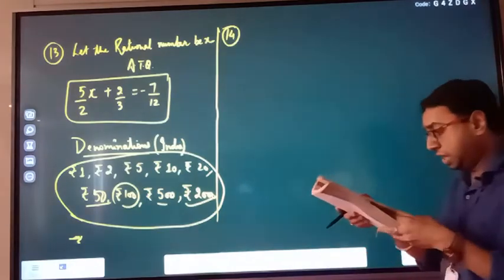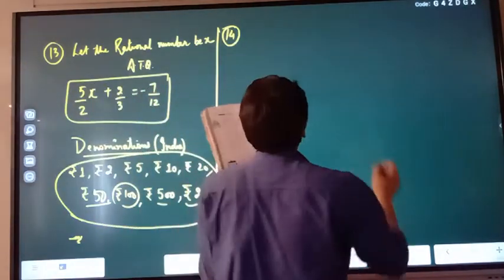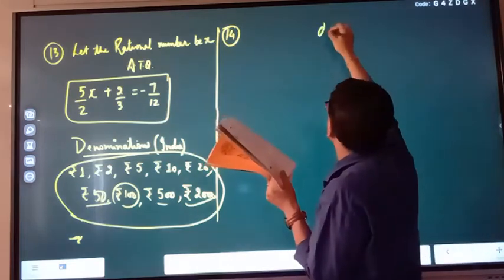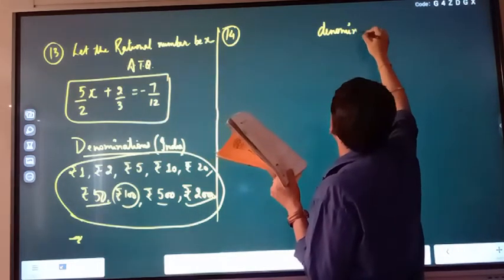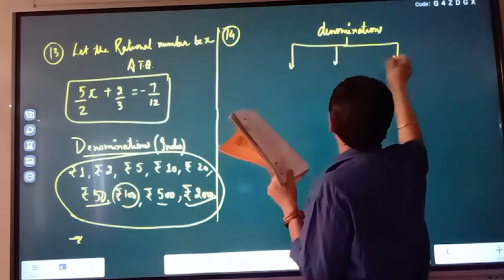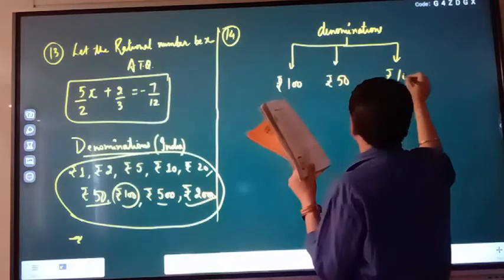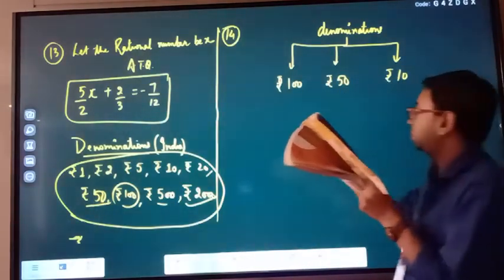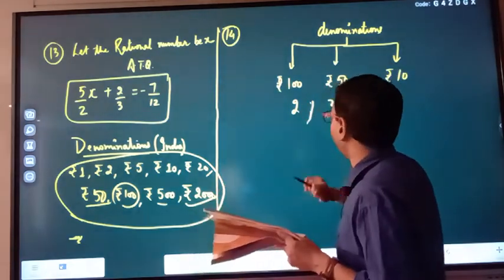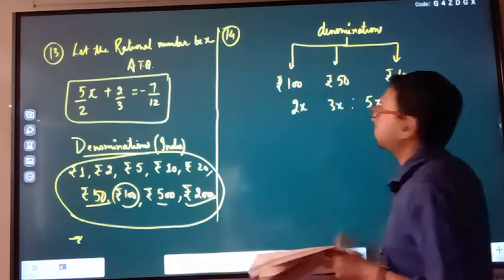Clear with this? So Lakshmi is a cashier in a bank. She has currency notes of denominations rupees 100, 50 and 10. The ratio of the number of these notes is 2 ratio 3 ratio 5. If you remove this ratio, what will you do? You have to take x, x, x. Are we clear?